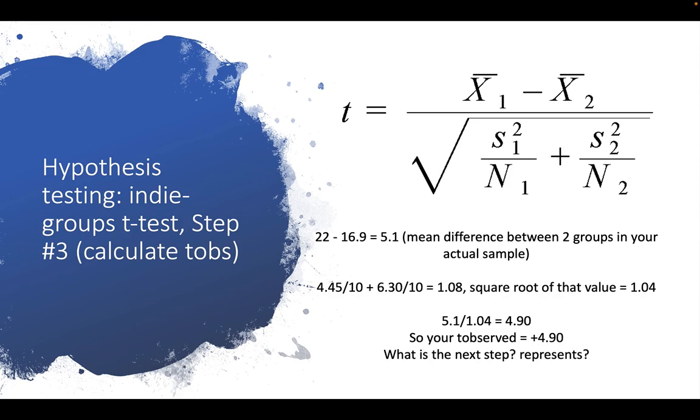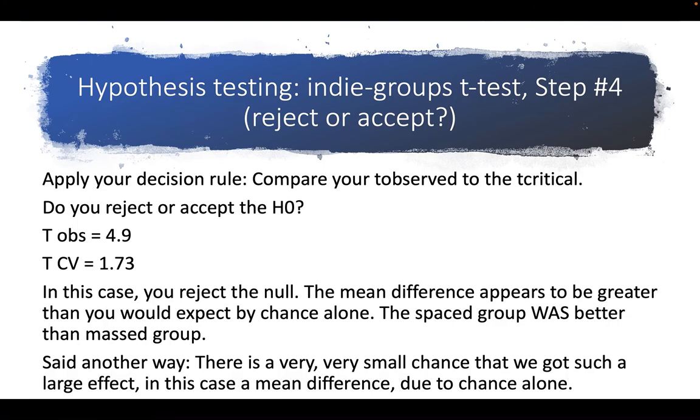Now, our next step is applying our decision rule and talking about what that represents. So compare your t observed to your t critical value. Do you reject or accept your null hypothesis? Well, our t observed was 4.9. Our t critical was 1.73. So in this case, we reject our null hypothesis.